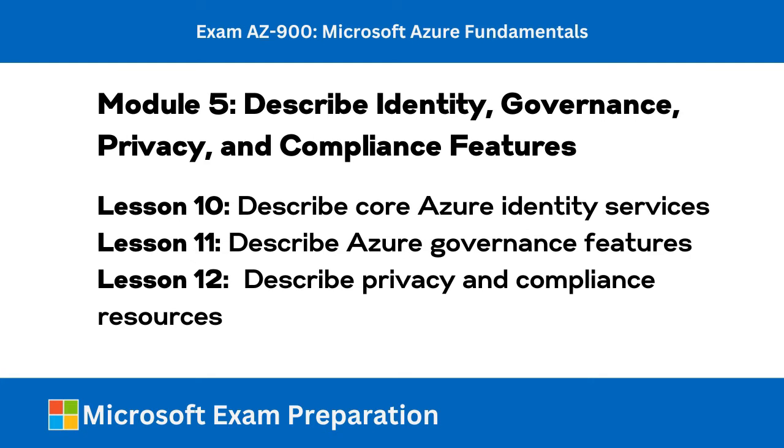In Module 5, we'll go into identity, governance, privacy, and compliance. We'll start with the core identity services in Azure like Azure Active Directory, conditional access, and role-based access control. You'll learn about the governance features in Azure such as Azure Policy, Locks, and Tags, and Azure Blueprints. Then we'll talk about privacy and compliance, and you'll learn about the Microsoft Privacy Statement and websites like the Trust Center and the Online Service Terms, as well as some of the sovereign regions in Azure designed to meet the needs of governments and certain countries.